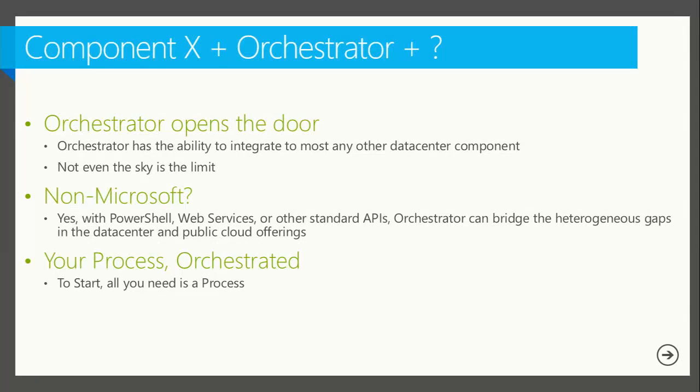Your process, orchestrated. So all you need to start is a process. Because if you don't have a process, you're not ready to automate. If you have a whole bunch of stuff on the table, and you don't know what to do with it, you don't know what order to put those things in. Like when you start a puzzle, you usually start with the edges because those are easier to find. You've got to start somewhere. For Orchestrator, the puzzle starts with the process.